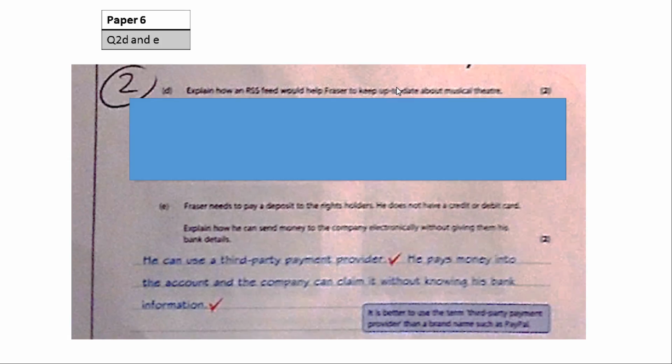So if you've set up an account with your bank account details with PayPal, then you can just do that automatically. You can pay the money into the account, and the company can claim it without knowing his bank information. So remember, with third-party payment processors, the other end doesn't get your bank details. They just get your money.